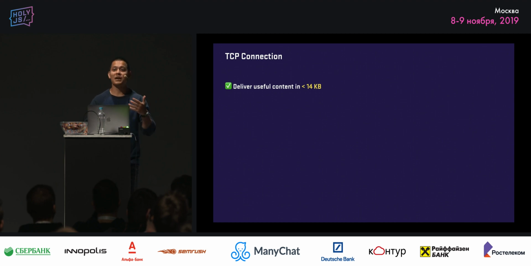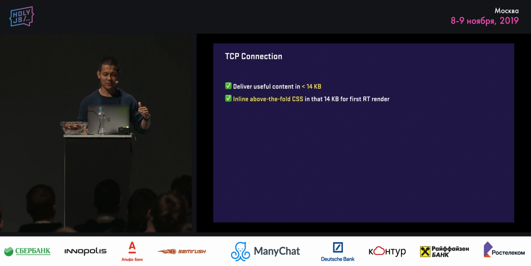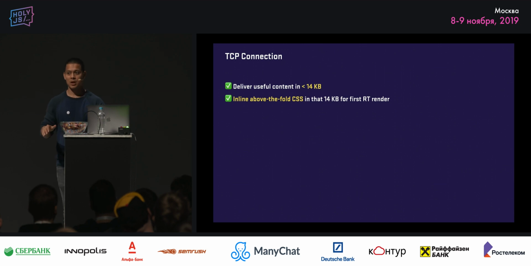Better yet, put that critical CSS, the above the fold CSS, right? The CSS that we need to deliver to the browser as soon as possible. Inline that within the 14 kilobytes so that the browser has everything that it needs to render content in the first server round trip. This is the fastest we can render. The only way to render faster would be to get the servers physically closer to the browser.